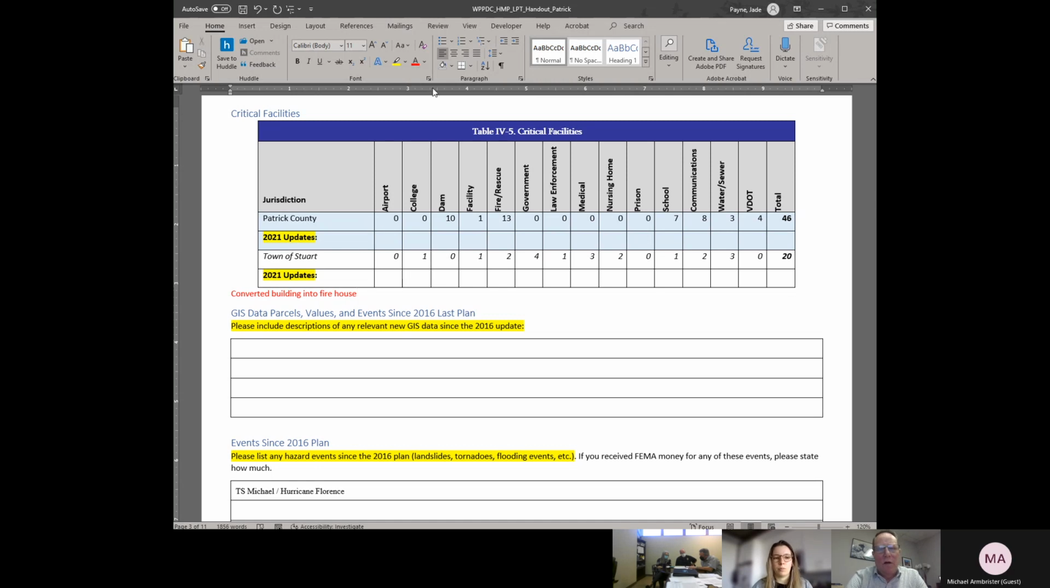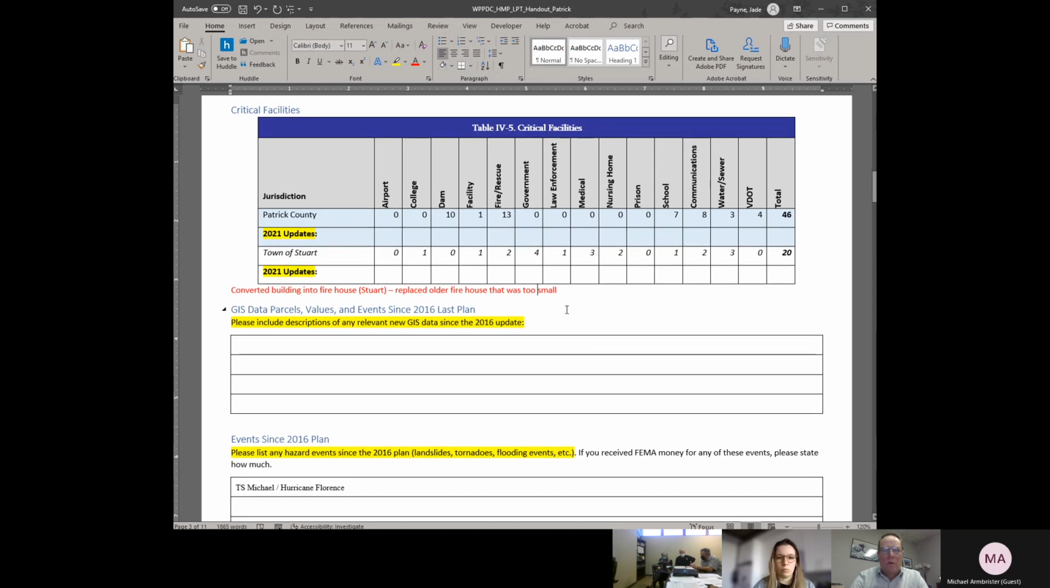So when they converted that building into a firehouse in Stewart, was that to add a firehouse or to replace an older one? They replaced an older one. Okay. They had actually run out of room at the old firehouse, and so they purchased the food line building and modified the front of it for the fire engines to get in and out. All right.